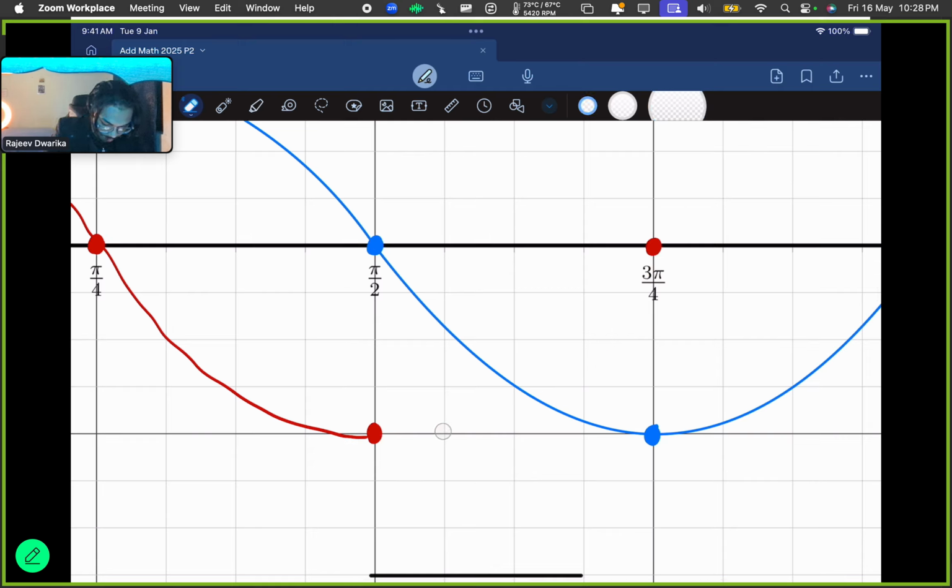It wasn't that hard. I'm going to draw this graph better so you can see the intersection.